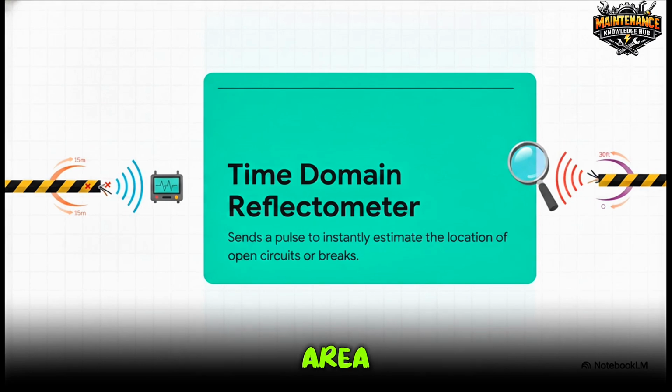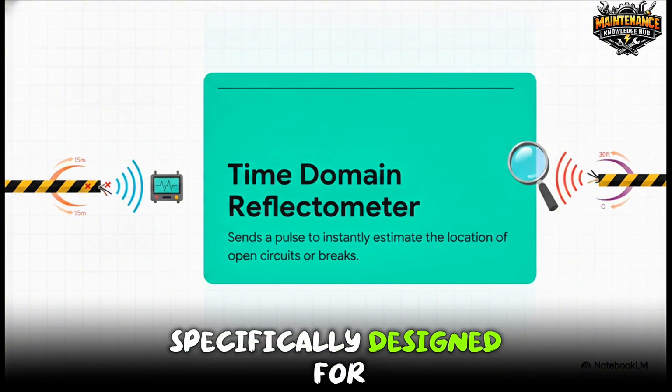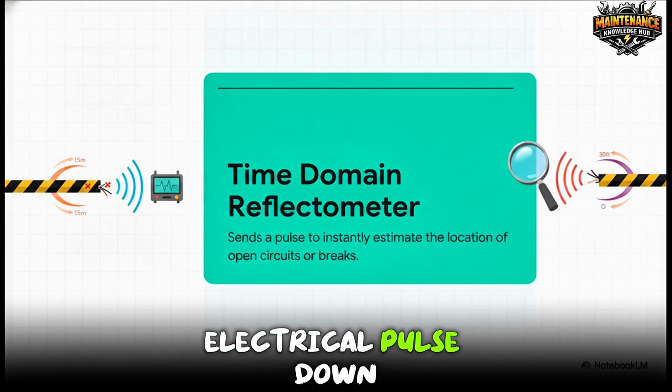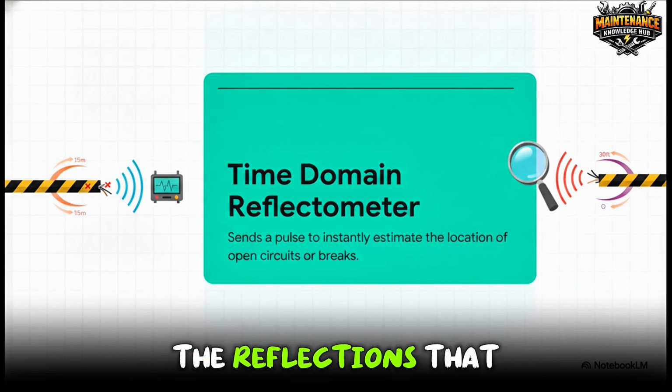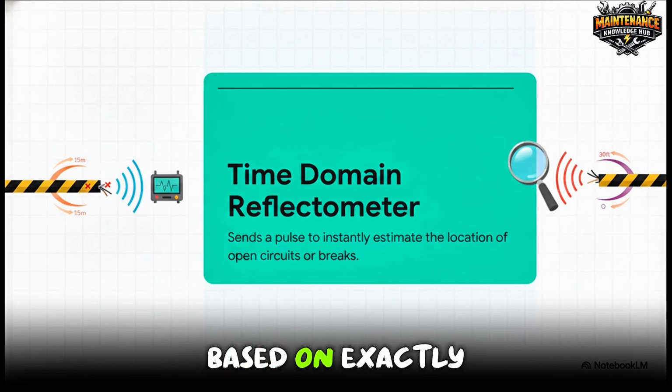Once you know the general area, it's time to bring in the big guns. Enter the TDR, or Time Domain Reflectometer. You can think of the TDR like a sonar or radar system specifically designed for cables. It shoots an electrical pulse down the wire and then analyzes the reflections that bounce back. Based on exactly how that signal bounces, the TDR can instantly estimate the location of open circuits, shorts, or breaks.